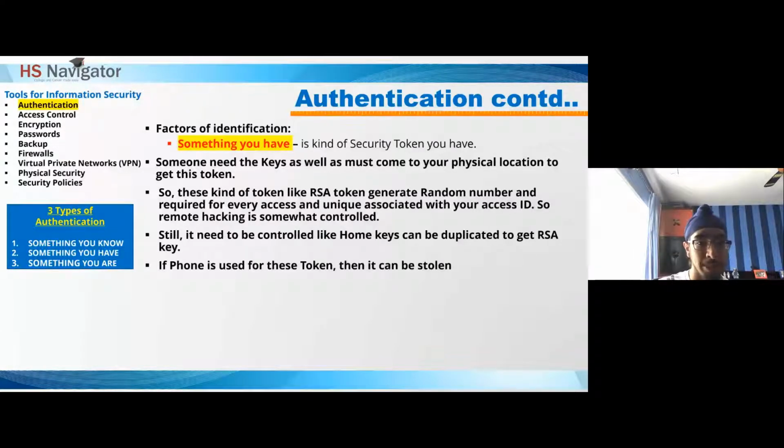And these generate random numbers and do things like RSA, which is a type of security. So remote hacking is somewhat controlled, since they can't have access to that key token that you have. So it's a lot harder for them to actually hack into your account. But again, a lot of these things can be worked around. Like if you have one of those security fobs, those can be duplicated, and then they can get those tokens, or they can steal them and then get the tokens.